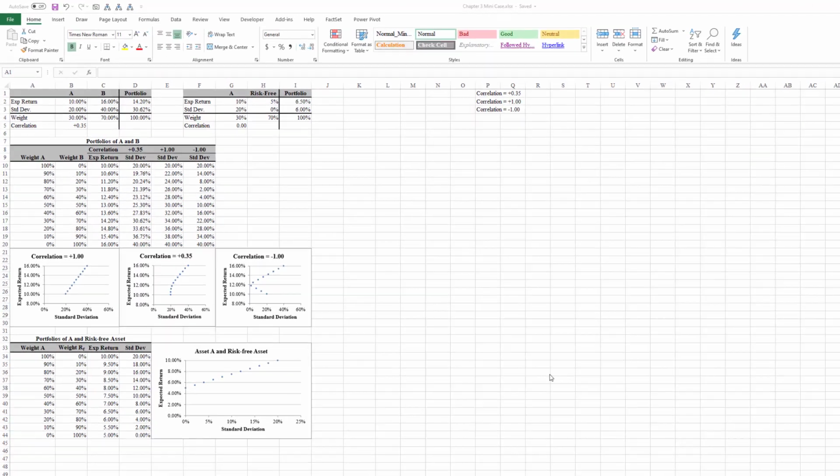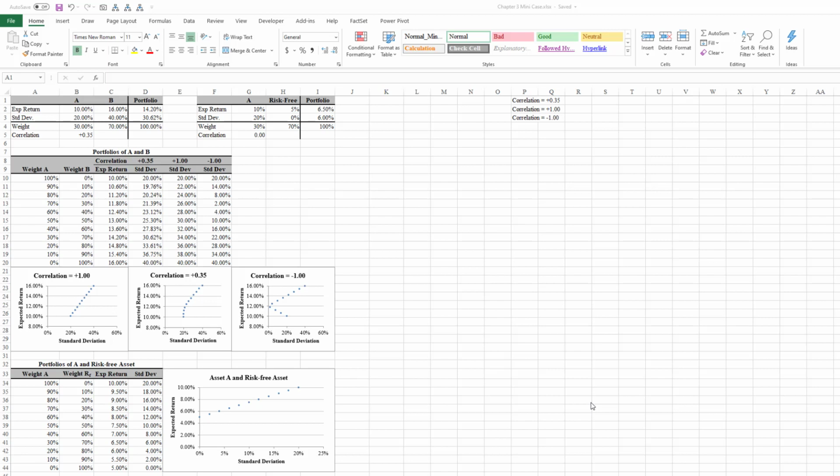Okay, I wanted to take just a couple of minutes here to go through the spreadsheet that I have available for the Chapter 3 mini case. And we've pretty well been through all of the questions in the mini case during the lecture. And as always, I encourage you to work through that mini case as a practice for the homework and for the exam. It starts out asking about two securities, A and B.